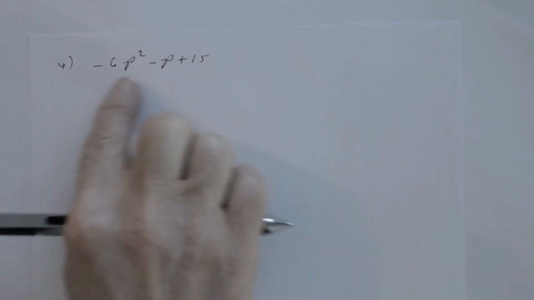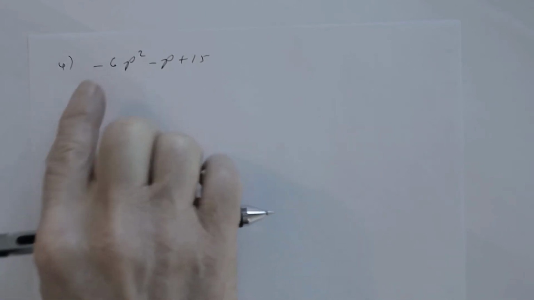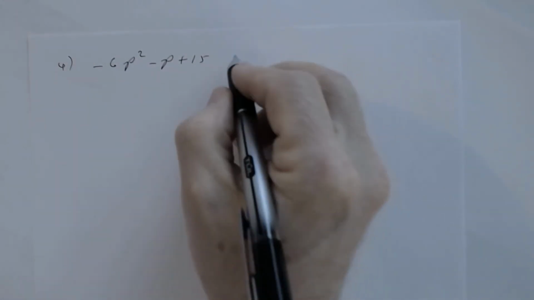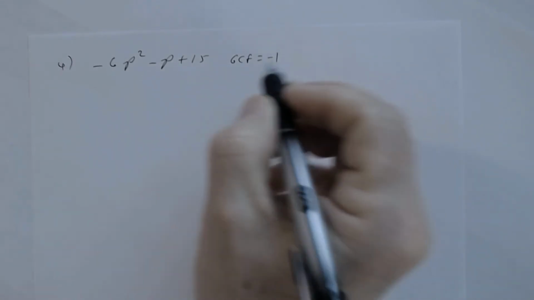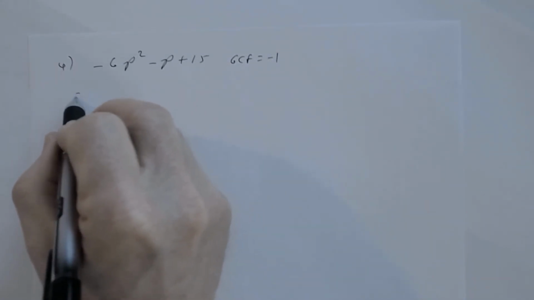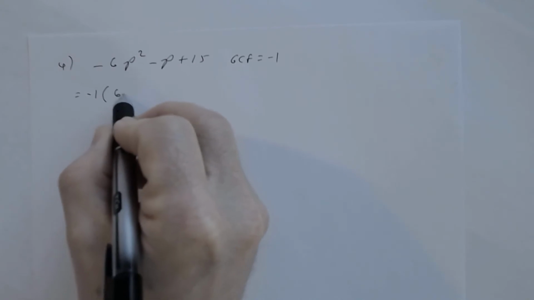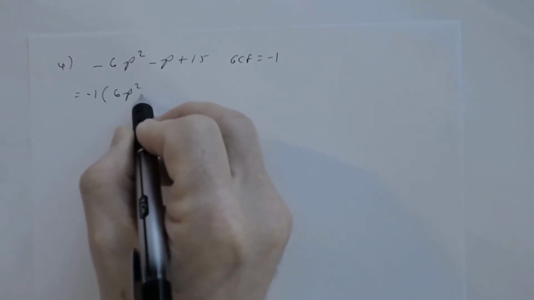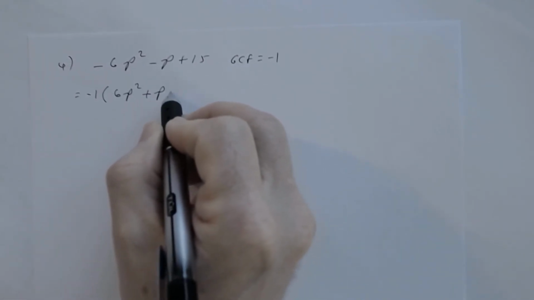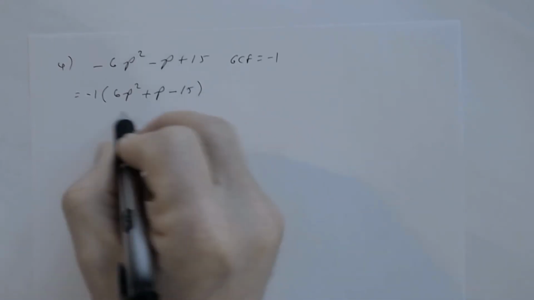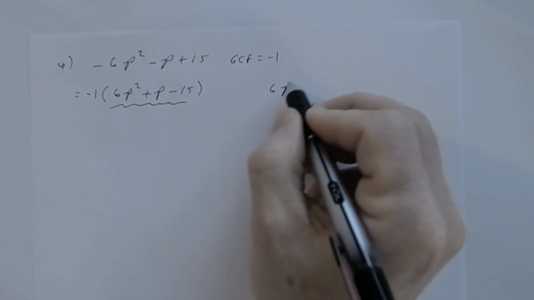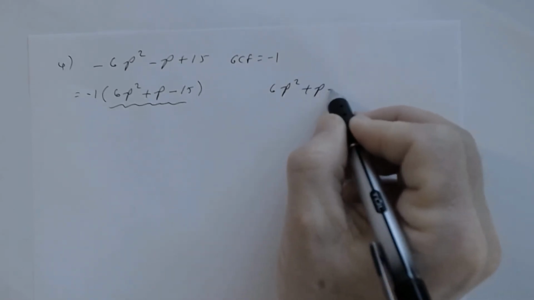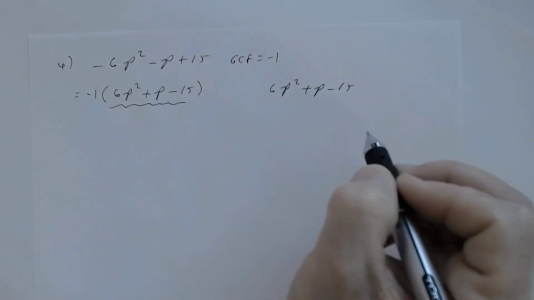So in this case, the GCF here, if I'm going to factor out a negative, will be negative 1. So I'm going to write that as my GCF. So GCF is negative 1. So I'm going to go ahead and factor it out. So I'm going to say negative 1 times 6p squared plus p minus 15. And so now I'm going to use the AC method on this. So it becomes a lot easier to deal with when the leading coefficient is positive.